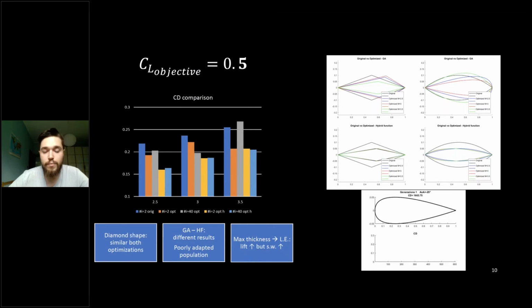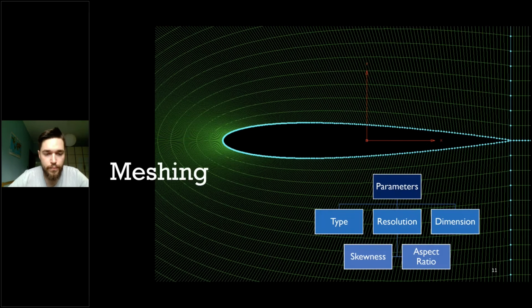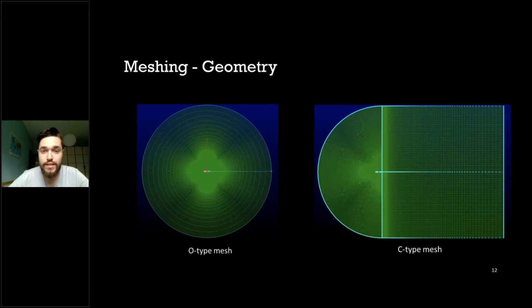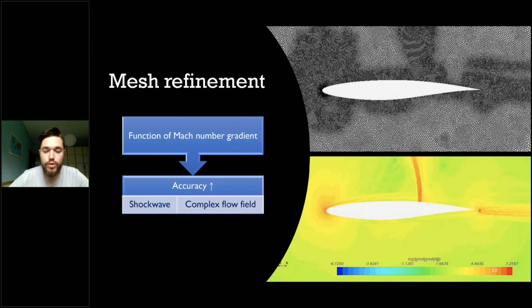The optimized diamond-shaped airfoils are almost identical for both scenarios, but the maximum thickness point of the double circular arc airfoil has moved towards the leading edge, resulting in greater lift but higher drag. The validation process relies on C-type meshes with a dynamic refinement function to increase accuracy in delicate parts of the fluid domain.